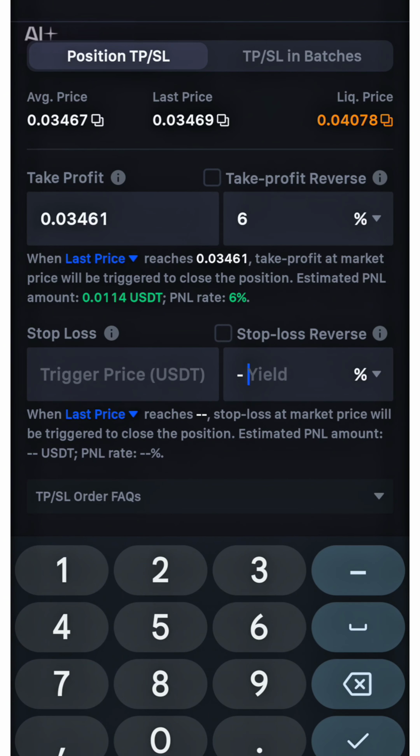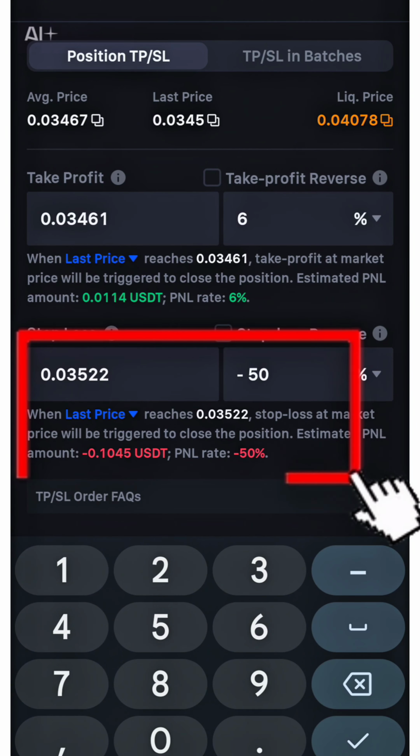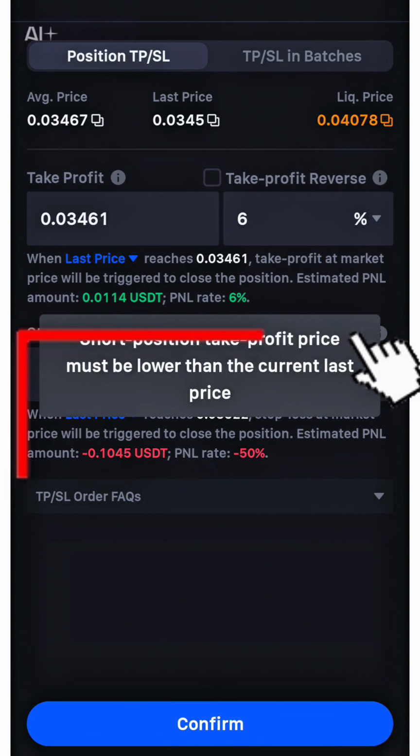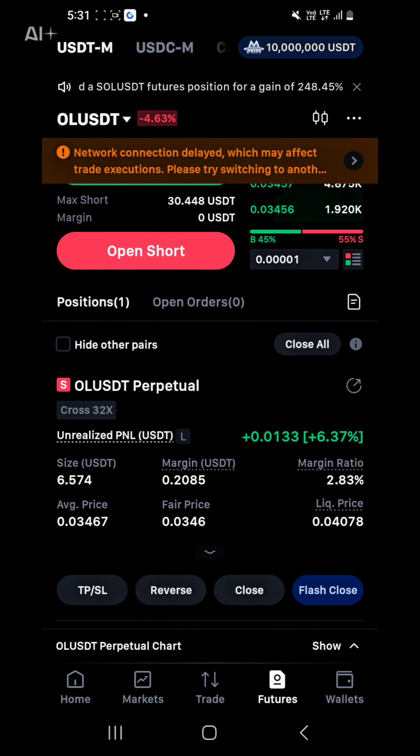And let me say if I'm using like 50% as stop loss in my account, let me see what I'm going to lose in this account. So I'm going to lose minus 0.1045. Let's see. Okay, in this one they didn't allow me to modify it, so I'm just going to close everything manually.